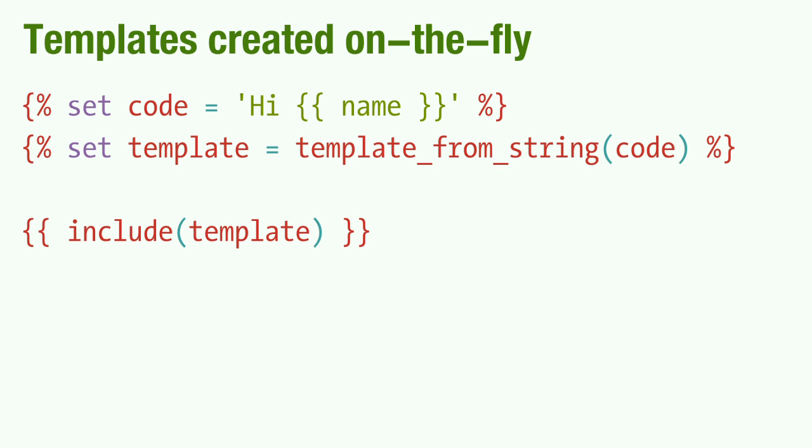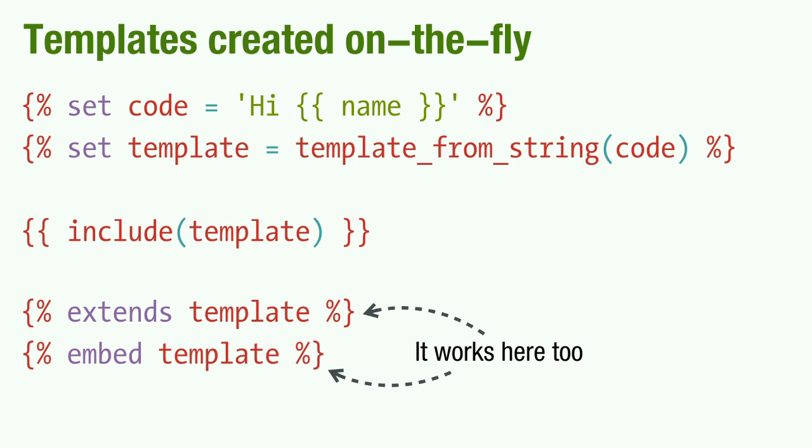What it does behind the scenes is it takes the code, parses it, and creates a PHP class, which is a template like any other template. So that's fast. It's not like eval in PHP, right? And then you can include a template. So include, extends and embed take a string or a template, which is a PHP object that you can create directly from a Twig template with template_from_string.